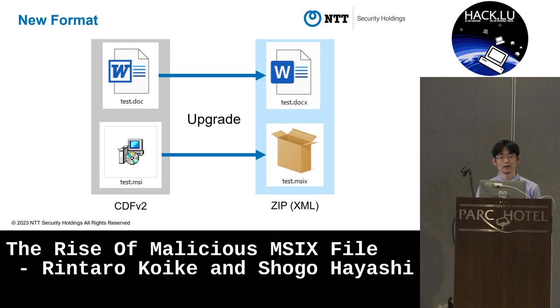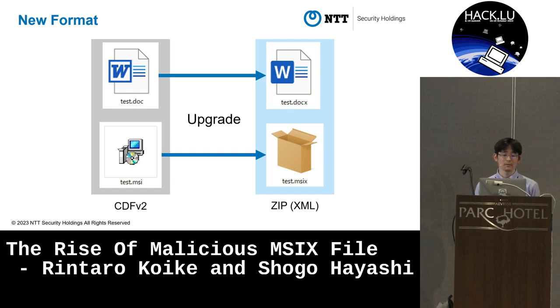On the other hand, docx, XLSX, and PPTX files are zip files. The zip file contains XML files, so this is sometimes called OOXML. This same relationship also applies to the MSIX file. The MSI file, the traditional installer package, is CDFV2. And its successor, the MSIX file, is a zip file. And the zip file contains XML files. So broadly speaking, the MSIX file has undergone a similar evolution to Microsoft Office files.